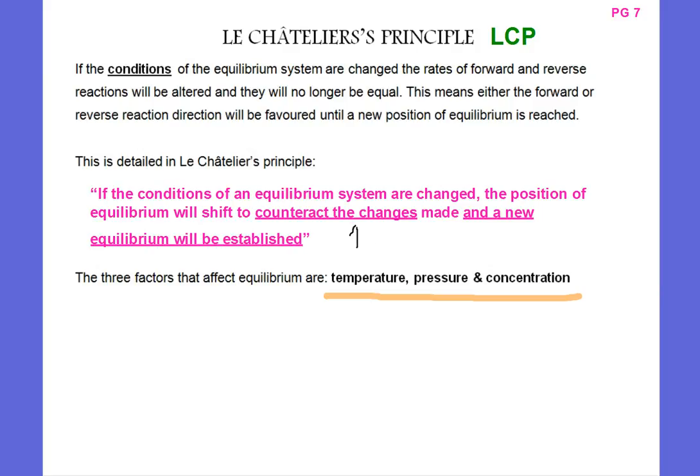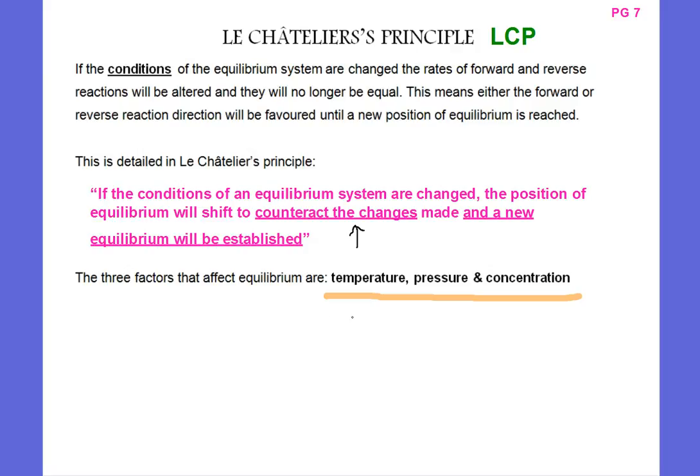Whatever you do to an equilibrium, the equilibrium system will try and counteract your changes. If you heat the equilibrium up, it'll try and cool itself down. If you add pressure, it'll try and release the pressure. If you add a chemical, it'll try and consume that chemical. Whatever you do to the equilibrium will shift to counteract your changes, and that means a new equilibrium will be established.